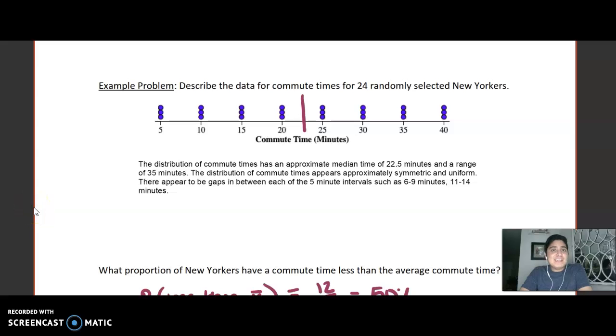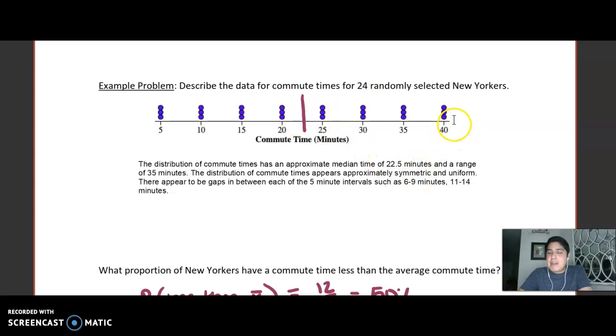Alrighty, so hopefully not too challenging, but here we were asked to describe the data for commute times of 24 randomly selected New Yorkers. So the distribution of commute times has an approximate median time of 22.5. I did this because 24 plus 1 is 25, and 25 divided by 2 is 12.5. So I can't have a 12.5 observation, but 12.5 is in between 12 and 13. So that falls in between these two values here. So the average there would be 22.5 minutes.